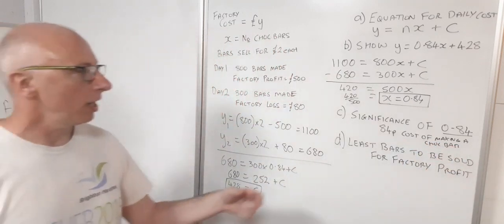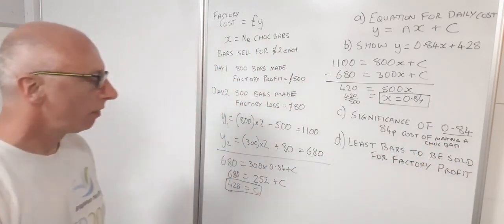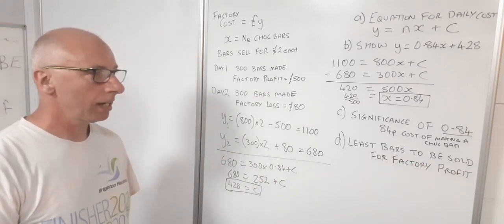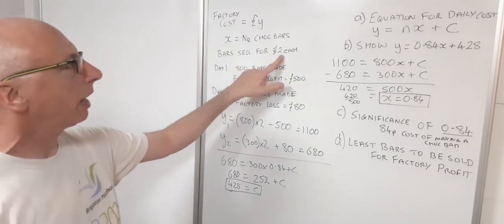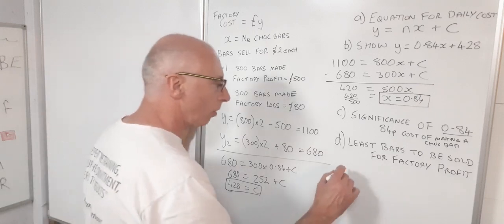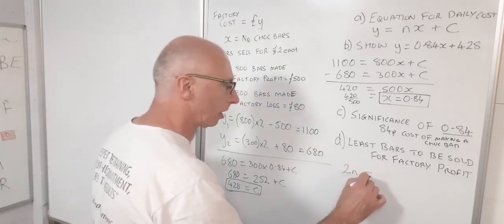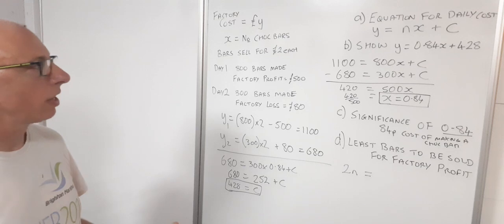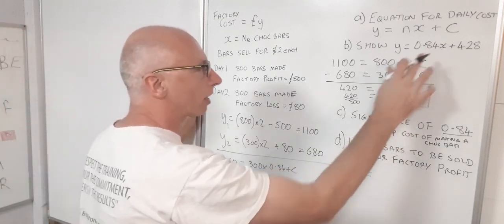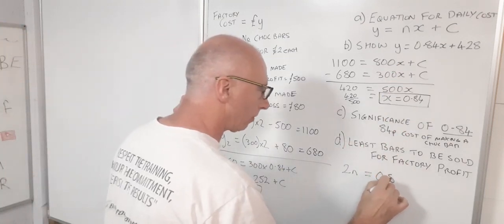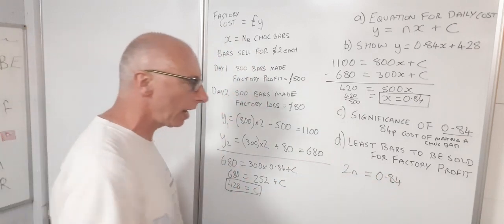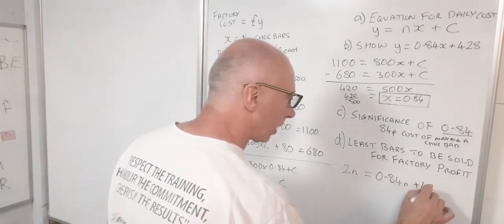Okay, now what's the least amount of bars to be sold for the factory to make a profit? Right, now they sell for £2 each, and I've used N here for the number of chocolate bars. So I want 2N, that's my first bit. So 2 times the amount of chocolate bars. That's then going to equal, I've got here 0.84X plus 428. As I'm dealing with the number of chocolate bars, I want the same variable, N, so 0.84N plus 428.